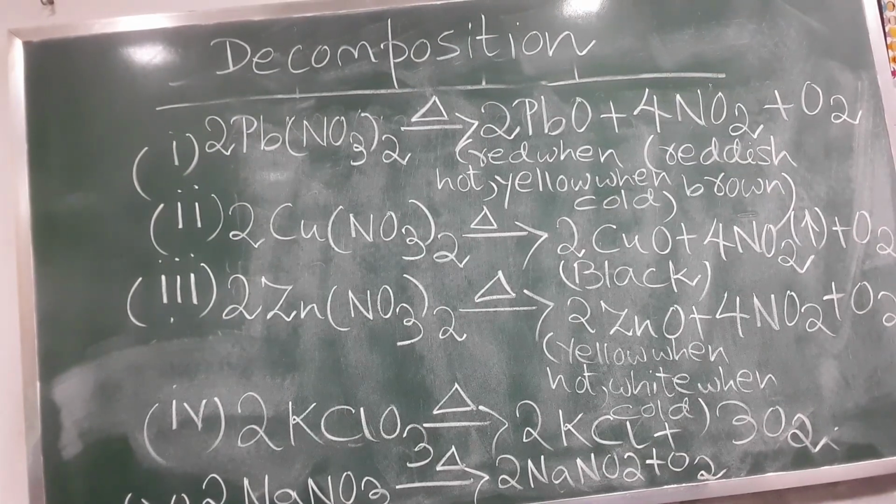Students, these are the examples of decomposition reaction. Please write down these reactions and pay attention to what I am saying. Lead nitrate, when heated, decomposes to yield lead monoxide. The color of lead monoxide is red when hot and yellow when cold. Reddish brown fumes of nitrogen dioxide are formed along with colorless oxygen.